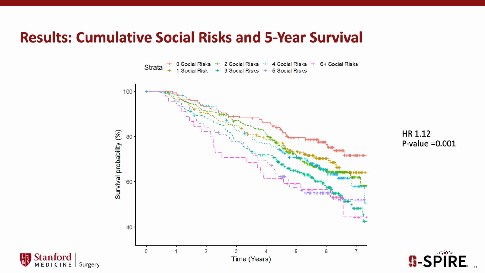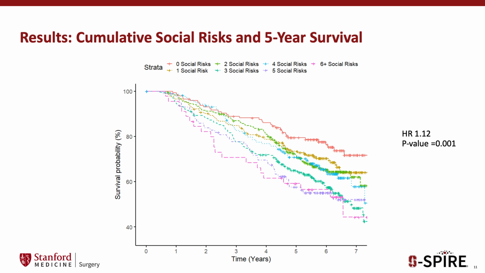So this figure is looking at cumulative social risk and 5-year survival. Cumulative social risk was considered as a continuous variable in our model, but to visualize the effect, it was categorized as 0 through 6+ in a Kaplan-Meier plot. Because no participants reported the presence of all 8 risk factors, and less than 2% reported the presence of 7 risk factors, the 6 through 8 categories were condensed into 6+.